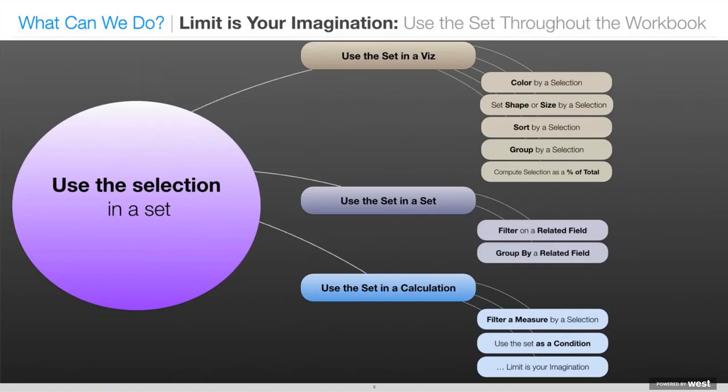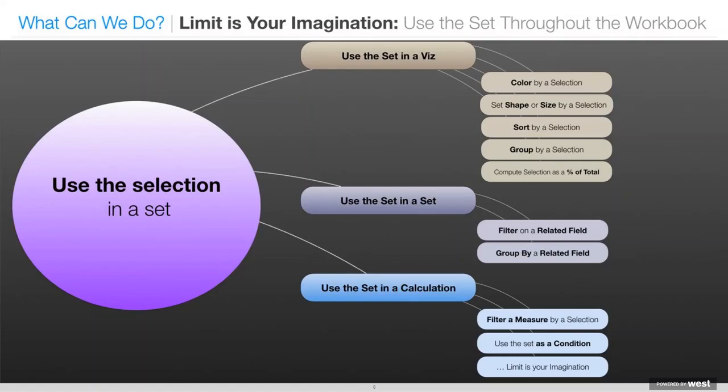And what I wanted to do now is come back to this slide that was showing us the different use cases, and take a checkpoint to see where we are. We have done almost everything inside of this use the set in a viz. We colored by the selection, we shaped by the selection, we didn't sort, I'm going to do that next. We grouped by the selection, which is proportional brushing, and we computed a percent of total. And so now, with about 25 minutes left in the webinar, what I'd like to do is the computed sort, and then I'll show you some other advanced stuff that comes down from these other use cases as well.